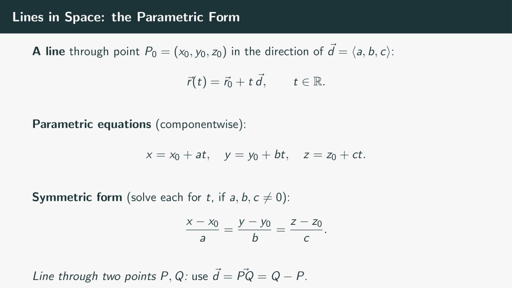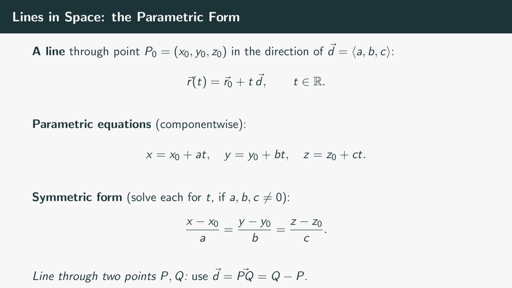Now we use vectors to describe a line in space. A line is determined by two pieces of data, one point it passes through and a direction it travels. Call the point p0 with coordinates x0, y0, z0, and call the direction vector d with components a, b, and c. To reach any point on the line, start at p0 and walk some amount t in the direction of d. In vector form, the position r of t equals r0 plus t times d, where the parameter t runs over all real numbers. Writing that out one component at a time gives the parametric equations. x equals x0 plus at, y equals y0 plus bt, and z equals z0 plus ct.